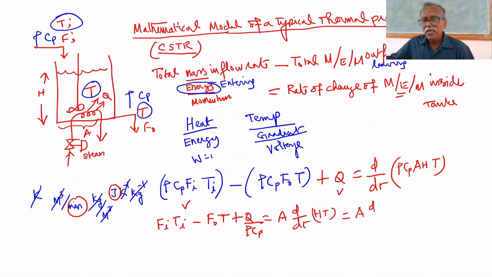A d by dt of two variables. H is another variable, T is another variable. So if you substitute A dH by dt, with T kept constant, you will get AT dH by dt plus Ah dT by dt.